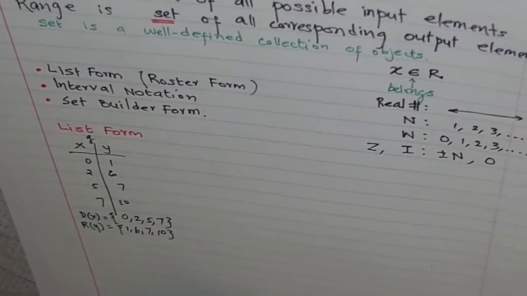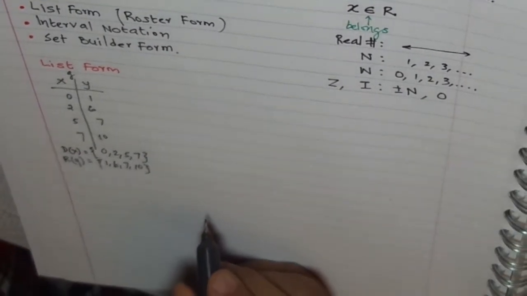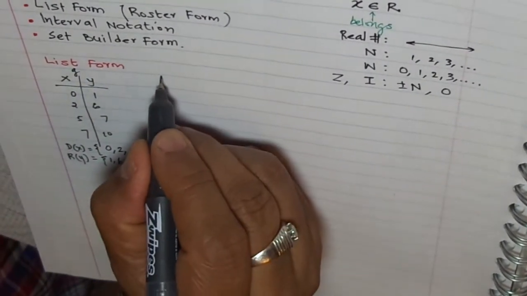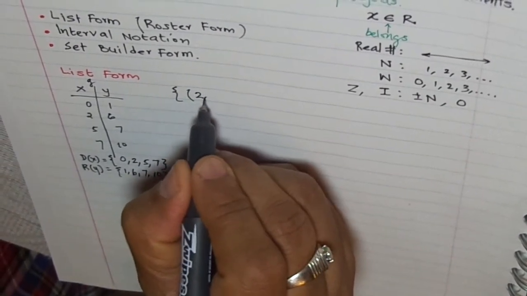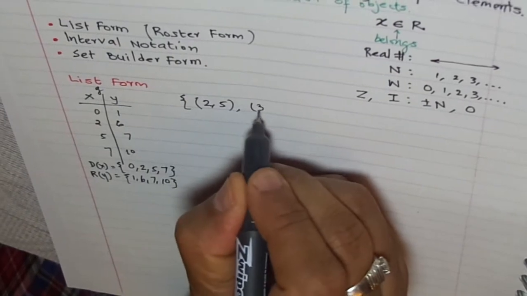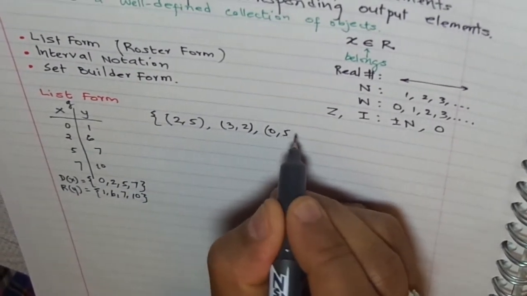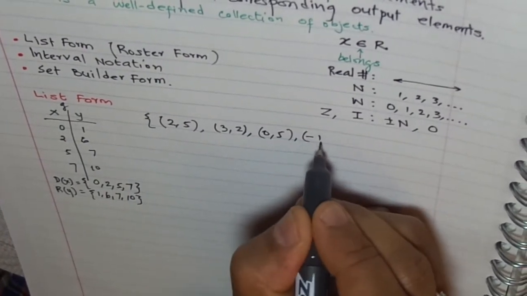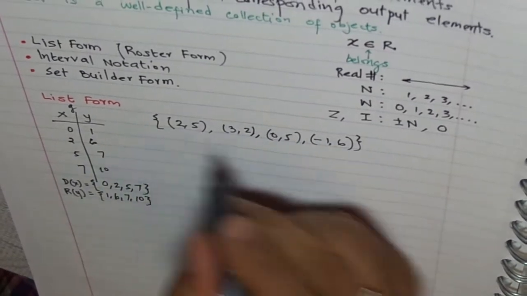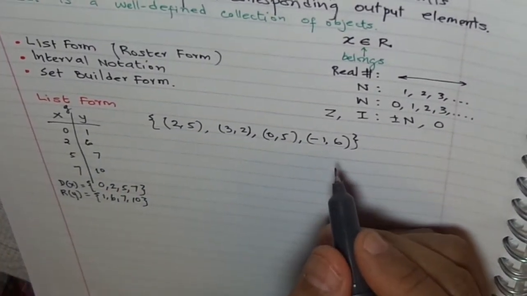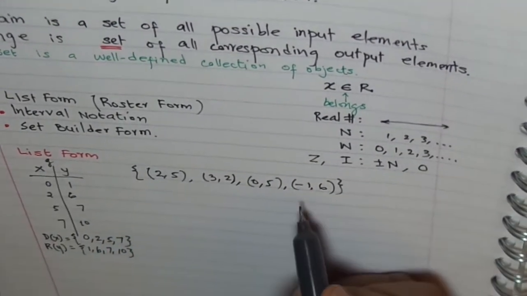Another place where list form should be used is set of ordered pairs. Now let me give you a set of ordered pairs. Let's say the set of ordered pairs here is (2, 5), (3, 2), (0, 5), (-1, 6). Set of ordered pairs, they may not be in any particular order. Fine. Well, the x values are not repeating, so it represents a function.